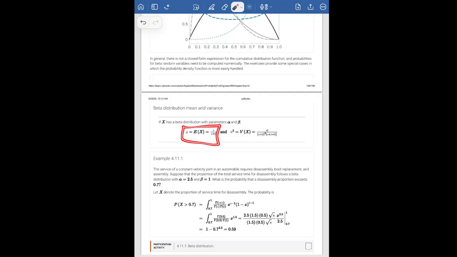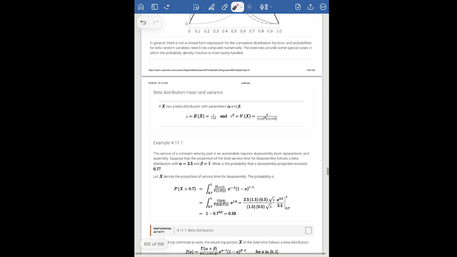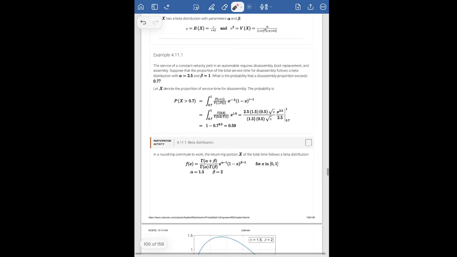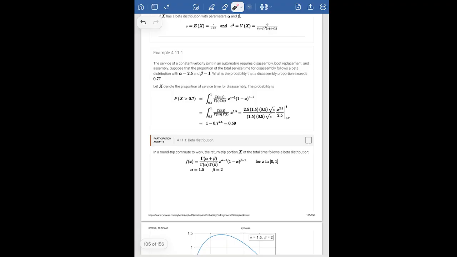Again, you can find the mean and the variance of our random variable if it has a beta distribution by using these relationships, these equations, or those formulas. Example here: you can have a service of a constant velocity joint in an automobile requiring disassembly, boot replacement, and assembly. Suppose that the proportion of the total service time for disassembly follows a beta distribution with these parameters. What's the probability that a disassembly proportion exceeds 0.7?